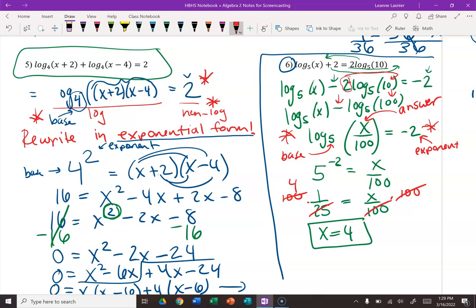Then, because the logs are subtracting, I can combine them into a single log where I'm dividing the x and the 100. And then right here is the part that you have to really remember to rewrite in exponential form. So the 5 was our base, that's right here. Whatever the log equals is the exponent, so that goes here. And then what's inside the log is the answer to the exponential equation. And then 5 to the power of negative 2 is 1 over 25. And then I can just multiply both sides by 100 to get our answer of 4.